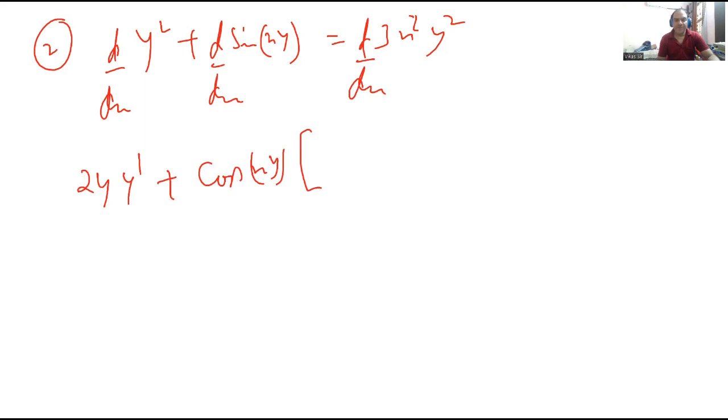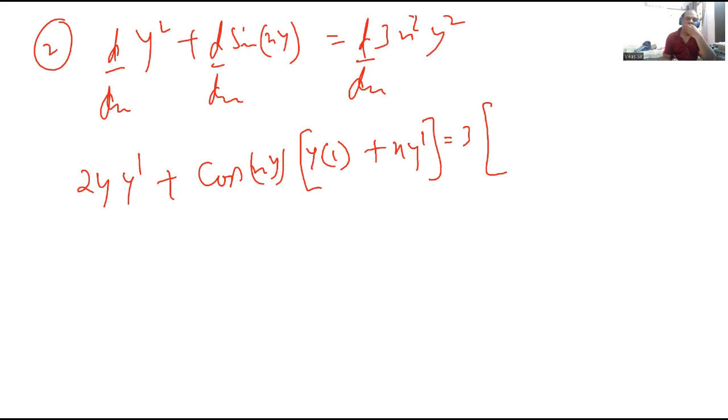Therefore, you have to apply the product rule here. If you apply the product rule, you differentiate the first term x, so y remains as it is; x differentiates to give 1, and then x as it is, and y becomes y dash. And in this part you have x squared y squared.